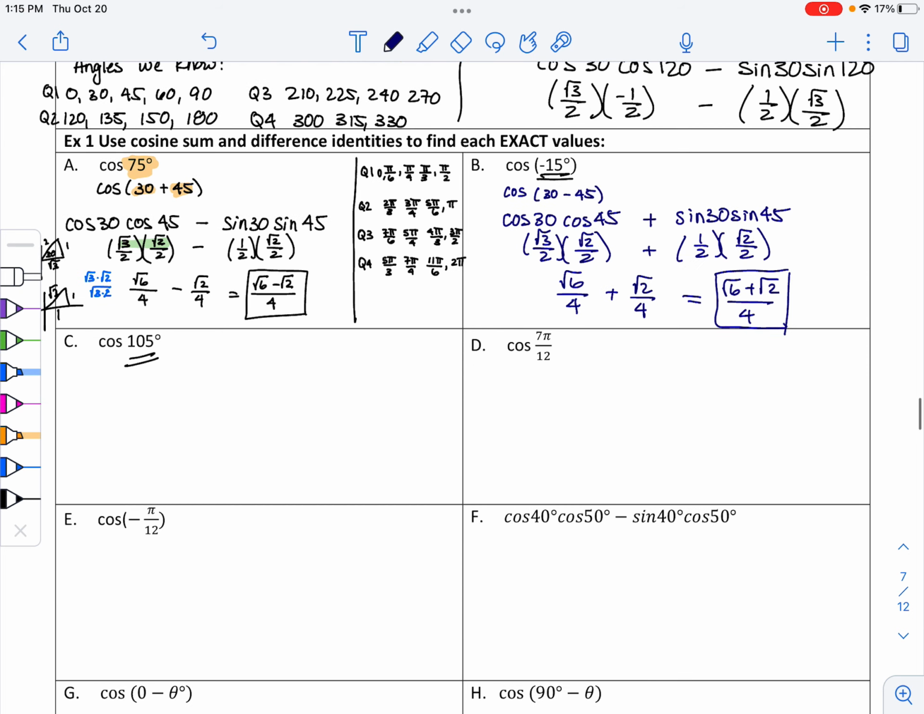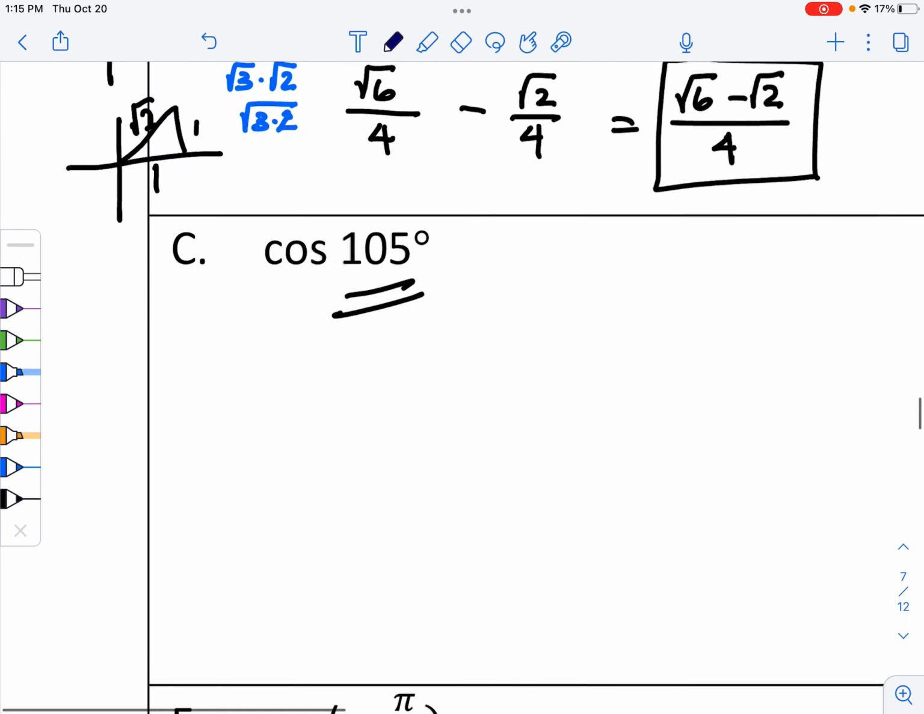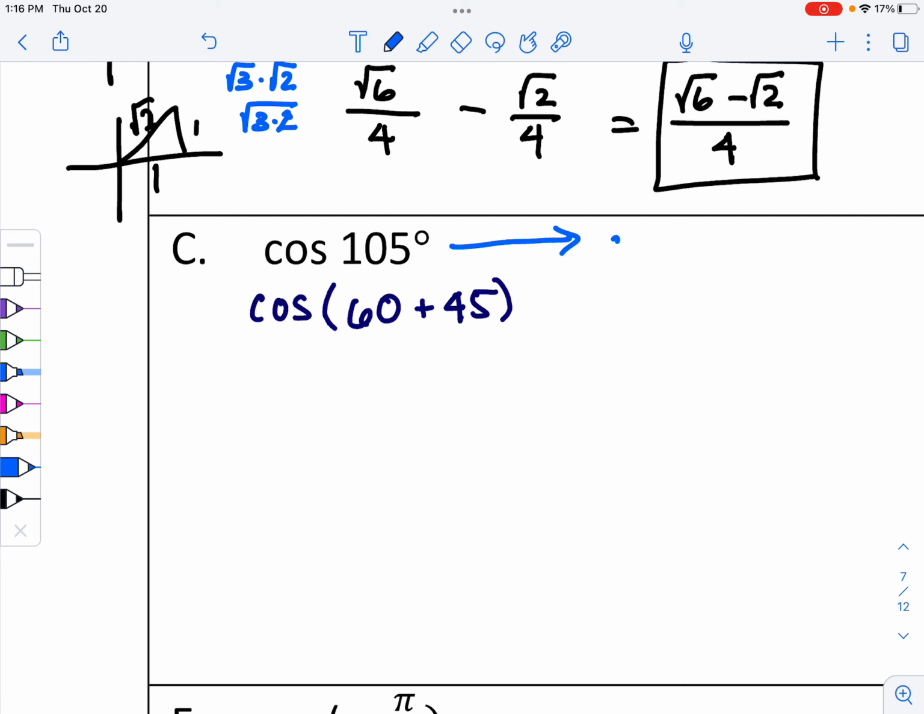So looking at something like question C to get 105, there's a few options that we could have. We could take cosine of 60 and 45. Now, something that I've seen in the past is I have students who do something like, well, I could do the cosine of 75 and 30. Well, guys, here's the deal. Do I know how to draw a triangle of 75 degrees? Do I know those side lengths? No, I don't.